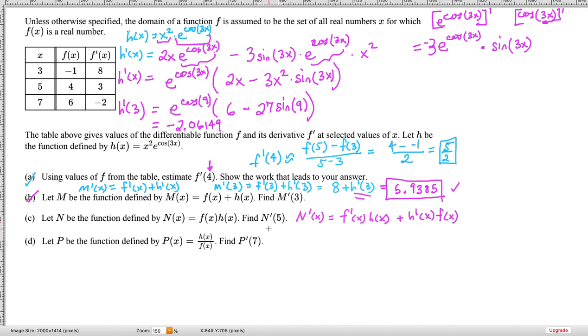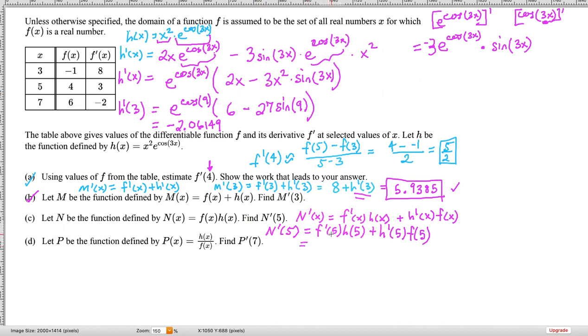And now you plug in n prime of 5. You plug in 5 here, you're going to get f prime of 5 times h of 5 plus h prime of 5 times f of 5. And now it just comes down to you plugging in correctly. So I have an expression for h prime of x up here. So it's going to help me out, assuming I differentiated this correctly. You could take your time, you could differentiate h of x again and make sure you get back the same thing if you want to be careful, but I'm not going to do that here.